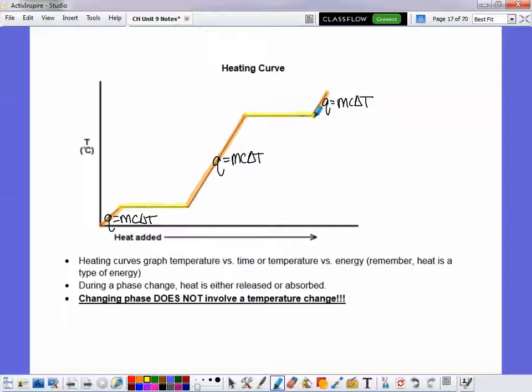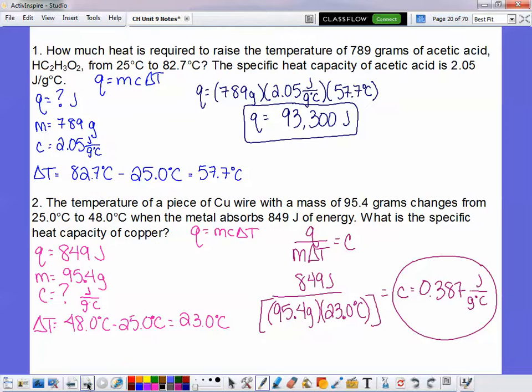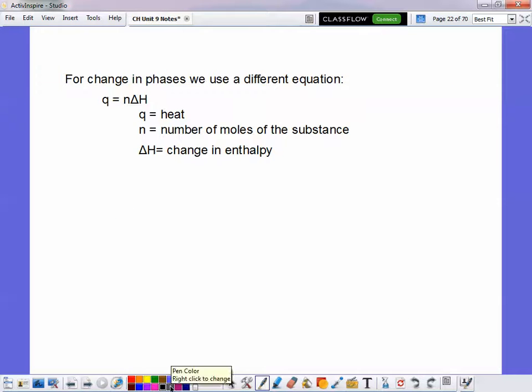So for those sections, along the phase changes, we're going to need a different formula, okay? Which is Q equals nΔH, where Q is still heat, but this time, because of the way the problems are designed, this heat is going to be in kilojoules. Okay.